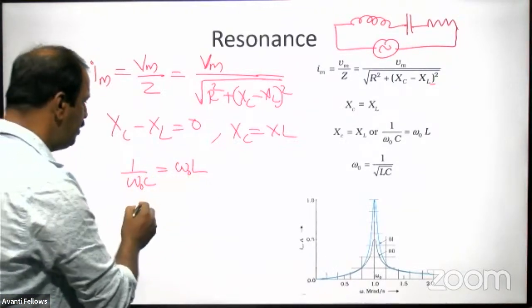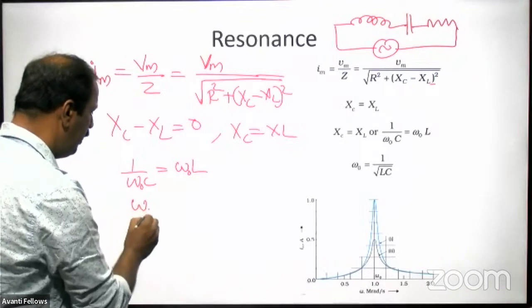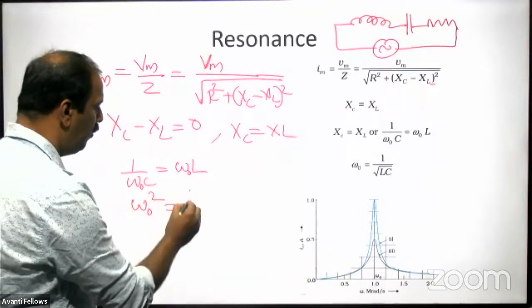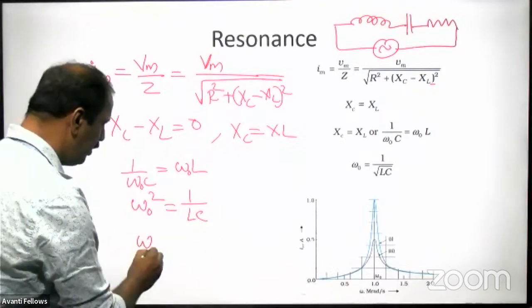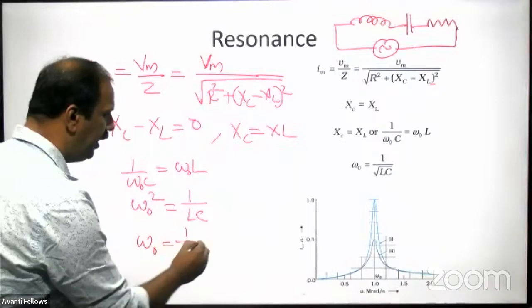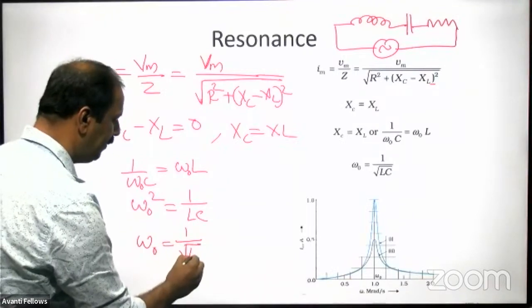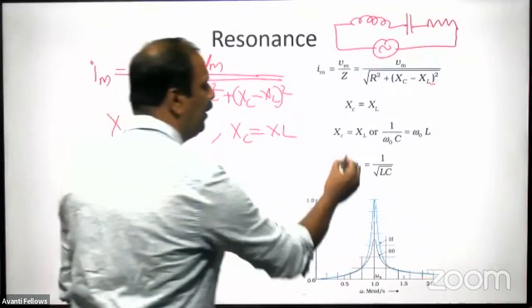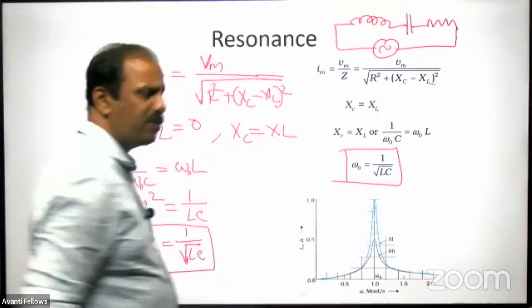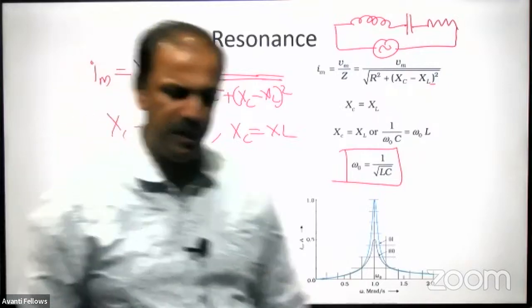Now you can rearrange this. So what you will get? Omega 0 square is equal to 1 by LC, or omega 0 is equal to 1 by root LC. So this is our equation given here. This is the condition for resonance. This is called the resonance condition.